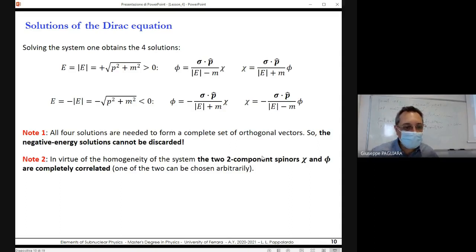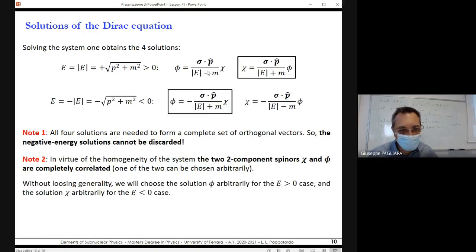The second is that, as I was mentioning before, in virtue of the homogeneity of the system, the 2-component spinors, chi and phi, are completely correlated. So you see here, once you fix arbitrarily the chi, you get a value for phi. Once you fix arbitrarily the phi, you get a value for chi, and vice versa. This is a consequence of the fact that the system is a homogeneous system. And so one can actually choose one or the other arbitrarily. And this is what we're going to do.